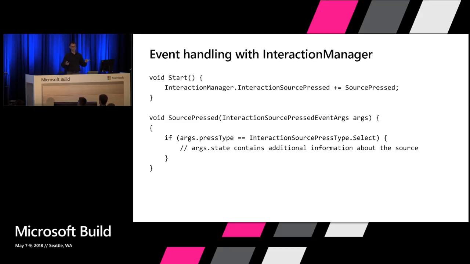The pressed and released events are always going to be bracketed somewhere within a detected and lost event. So when the headset sees the controller, it'll do a detected, and when it's out of sight, it'll be lost. The same is true on the HoloLens. When the hands are visible, you'll have a detected event for the hand and a lost event when the hand is no longer visible.